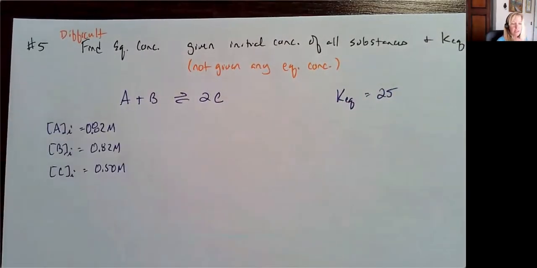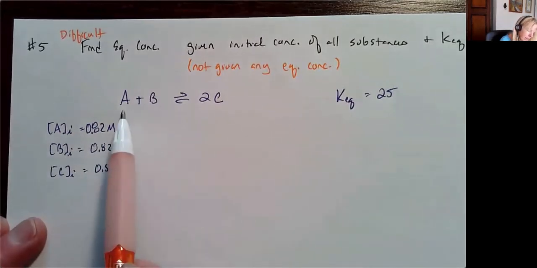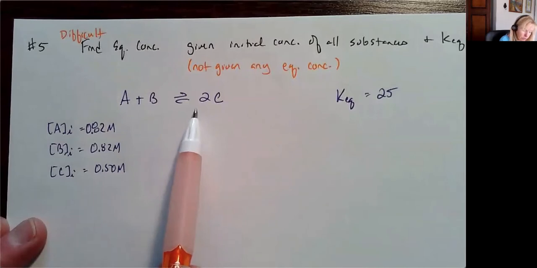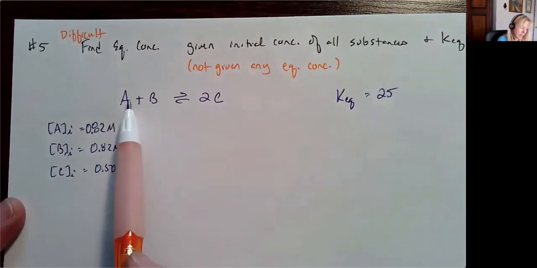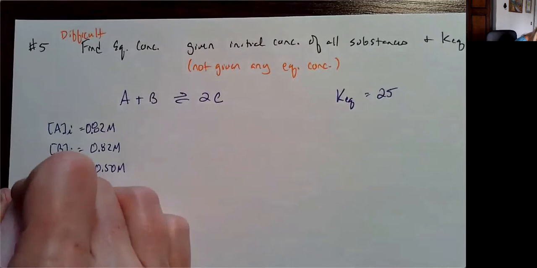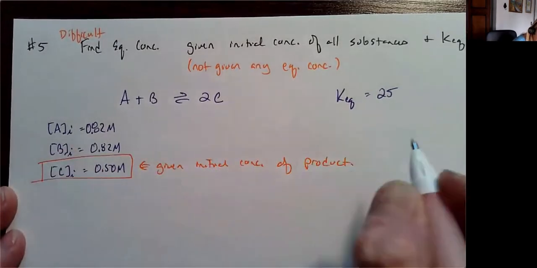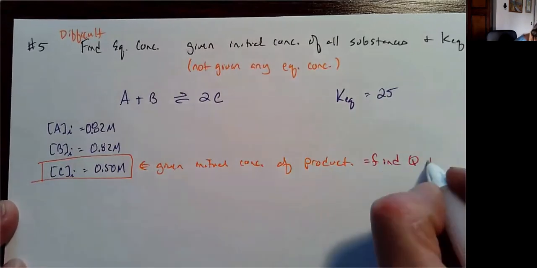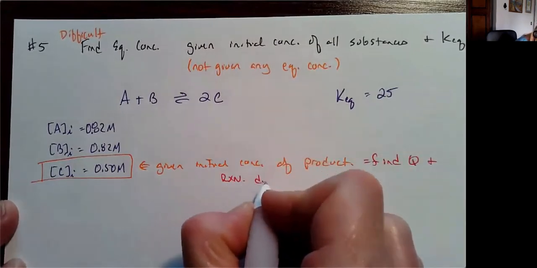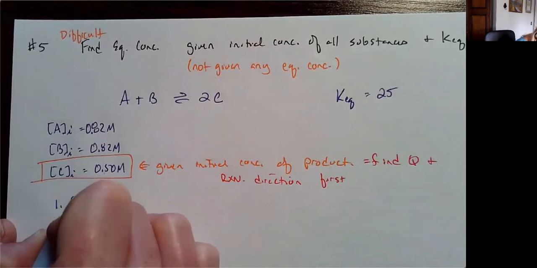So now I'm given initial concentrations of everything, and so the assumption that I can't make here is that my reaction is necessarily going forward, because what I've done is I've taken A, B, and C, I've mixed them all together. So I don't know if the reaction is going forward or going backwards. And so the fact that I'm given here an initial concentration of a product, I need to find Q and reaction direction first. If this was 0, then I wouldn't need to do this step. But since it is, I'm going to do this step, so first thing is I'm going to find Q.